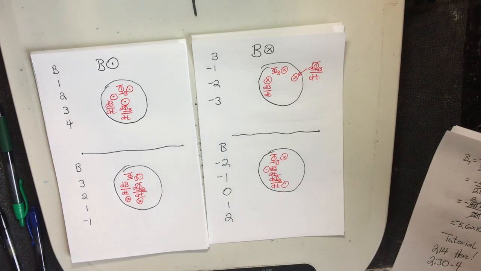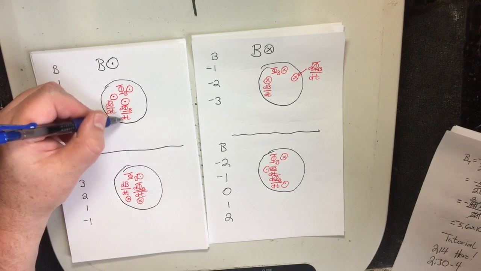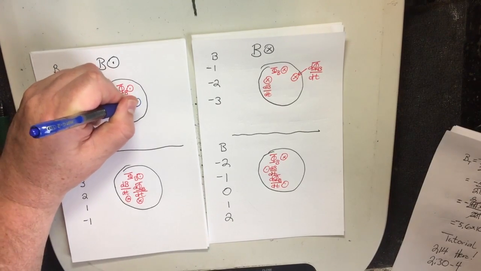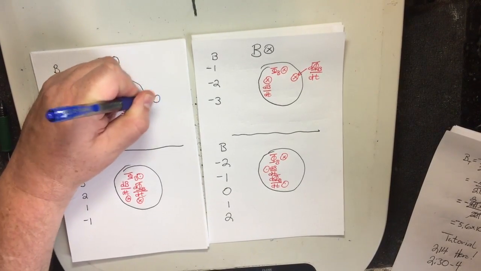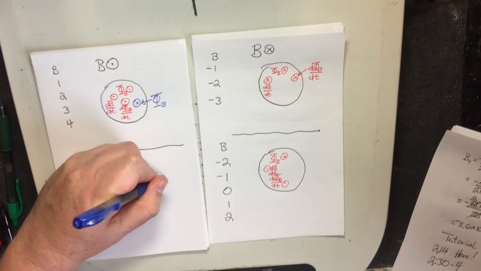Lenz's law does not care about the magnetic field. Lenz's law cares only about the change in magnetic flux. The induced flux will always oppose this dΦB/dt. So the induced flux is always opposite.